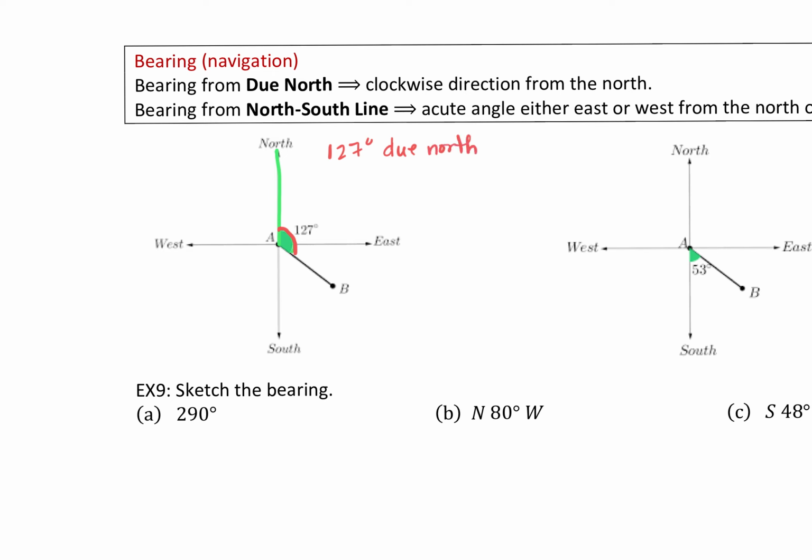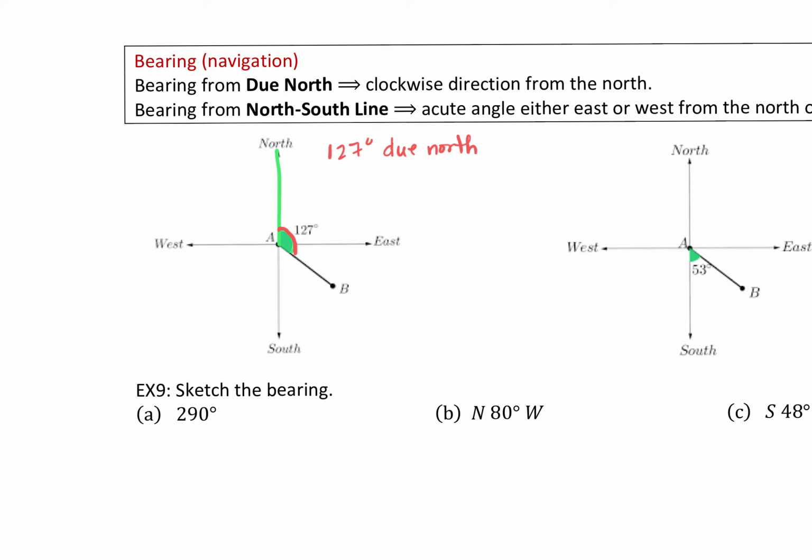But since it's just referring to the north line, oftentimes you won't even see the due north. You'll just see the degrees. So if they're talking about bearing and they only give you degrees and nothing else, you can assume it's due north. That is one way to measure our angles.